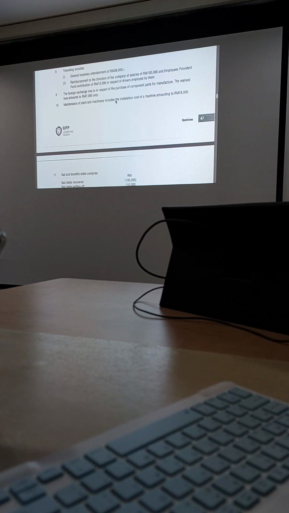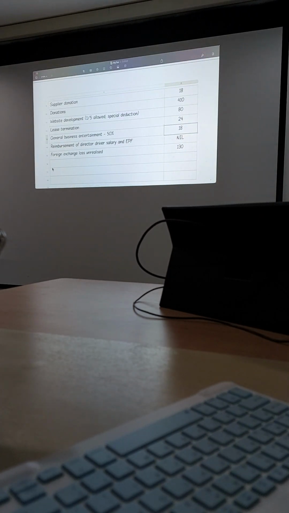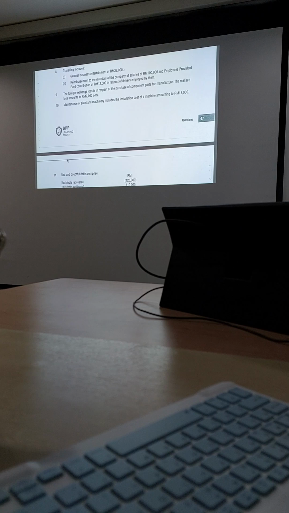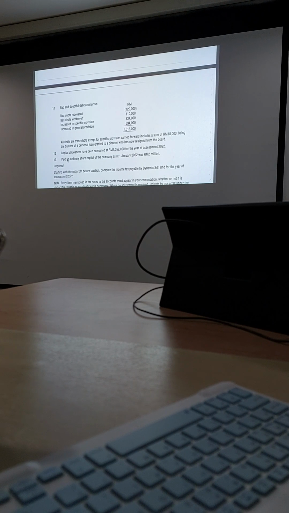Machinery and plant. Machinery includes installation cost of machine costing 18,000. How? Add back, because it is capital expenditure. Make sure you understand this properly, because this will be coming out for your exam. Mark this one. Add back. Better know how to do T account.